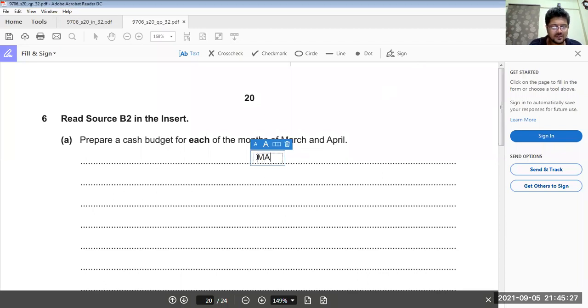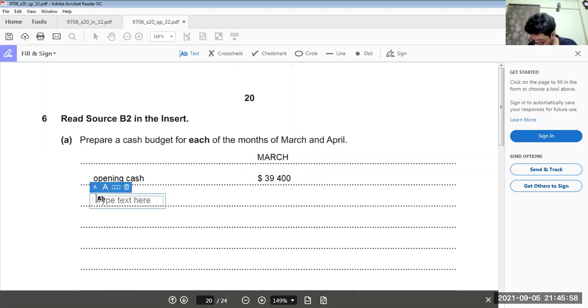Now, I'm going to write March. Now, see, opening balance of cash. How much in March? Opening balance of cash is 39,400. Okay. Now, in March, we will collect the cash sale of March. How much is the cash sale of March? Total sales of March is 2,800 multiplied by 75, 210 multiplied by 2 divided by 5. 84,000 cash sales of March.